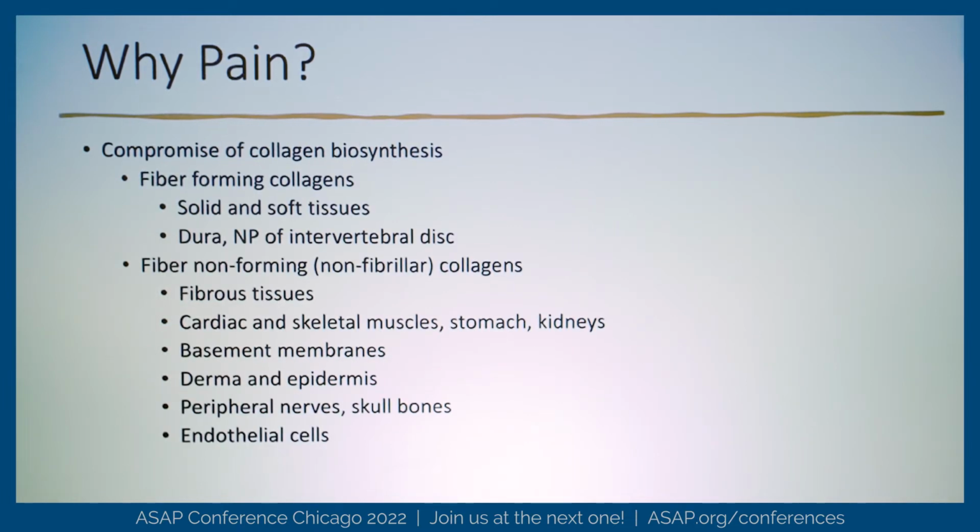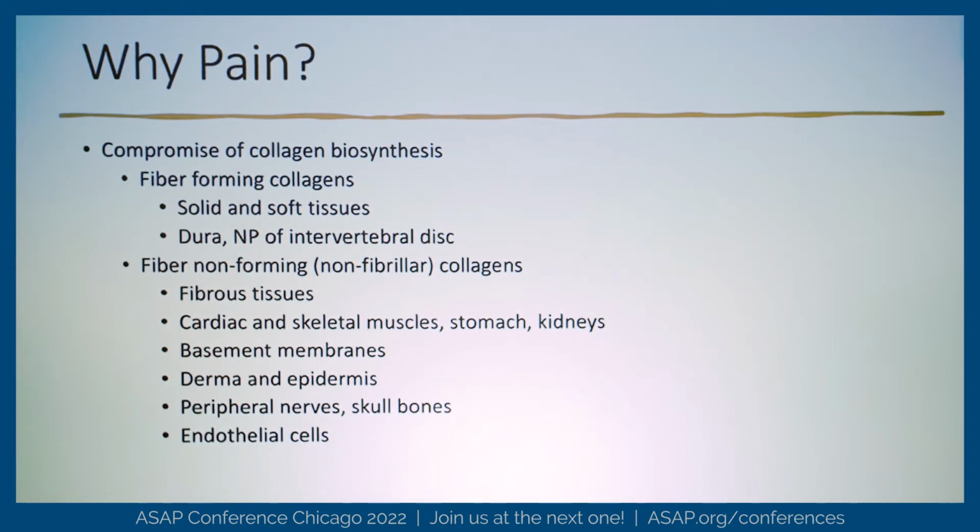So more of why pain. So there's compromise of the collagen biosynthesis, right? So when you have compromise of collagen biosynthesis, you have poor collagen. And the collagen is either fiber forming, which is sort of the main part of the collagen, and then it's stabilized by cross-linking, and it's supported by the fiber non-forming or non-fibrillar collagens, which helps to make basement membranes and covers the peripheral nerves, as part of the endothelium. And it's important to recognize that there are 5 types of fibrillar collagens, 1, 2, 3, 5, and 11.